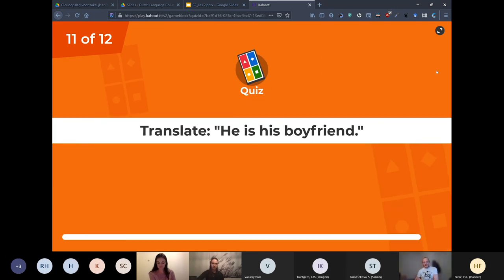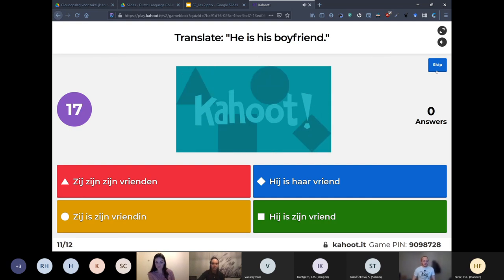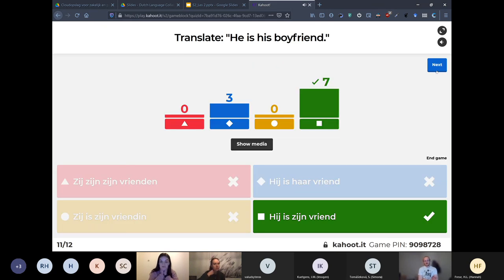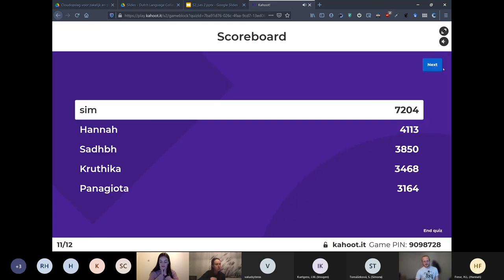Translate this sentence. He is his boyfriend. Right. Zij zijn zijn vrienden. Hij is haar vriend. Zij is zijn vriendin. Or hij is zijn vriend. Hij is zijn vriend. He is his boyfriend. Very good. No changes in the top 5.